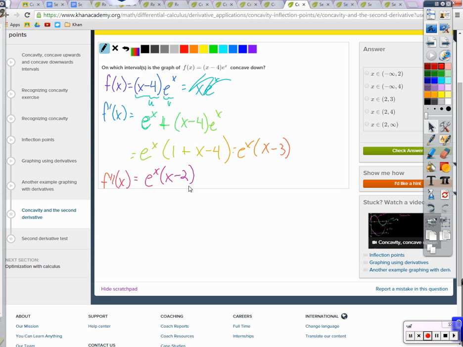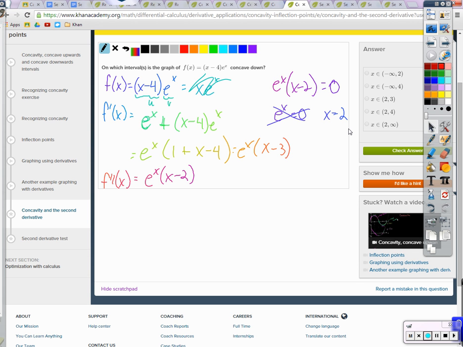All right, we're trying to find concave down. How do we do that? Set it to 0: e to the x times x minus 2 equals 0. e to the x equals 0, when will that happen? Never. You can never take a number to an exponent and make it 0, unless that number is 0. That's out, no solution. x minus 2 equals 0, x equals 2.